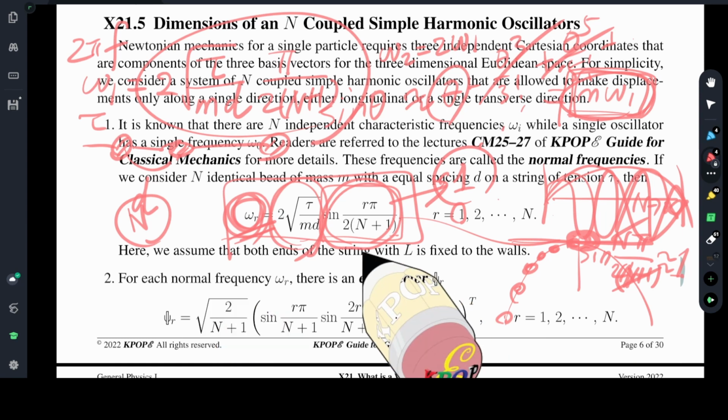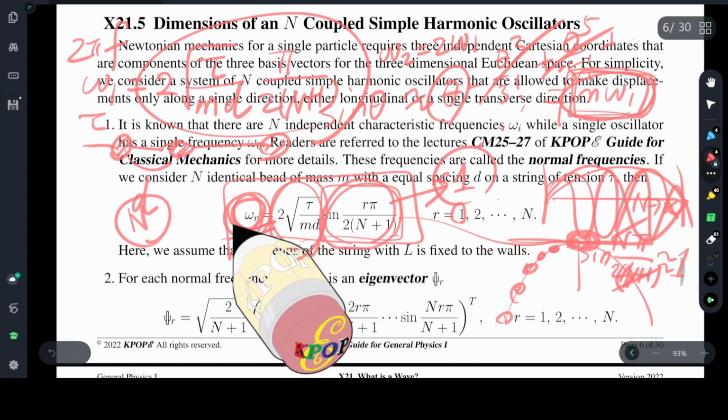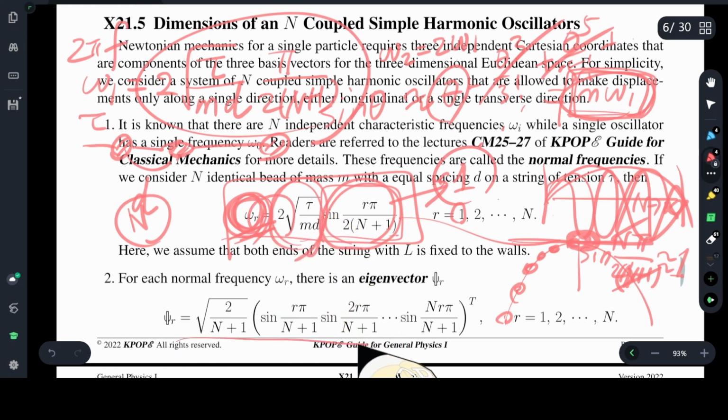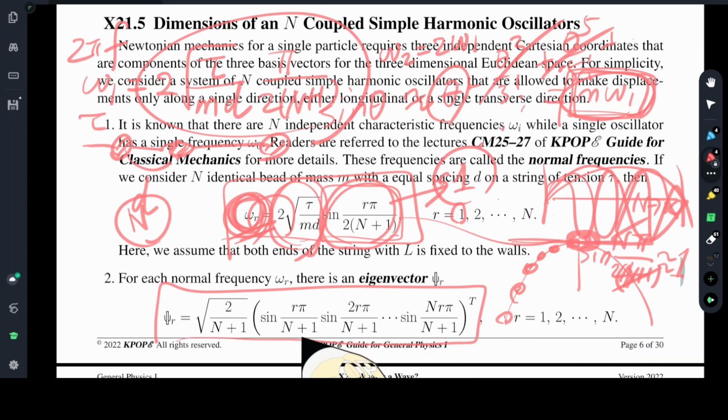Okay? And then for a given frequency, there is a specific spatial component. What is it?